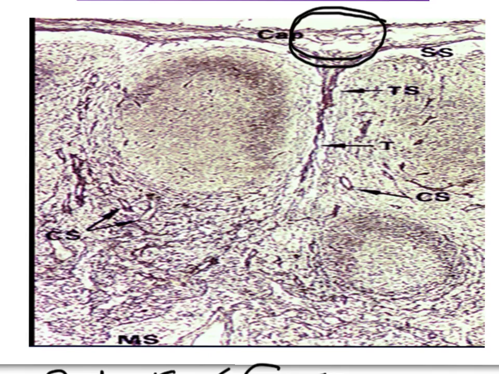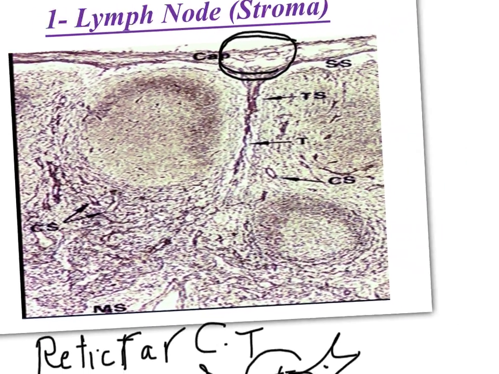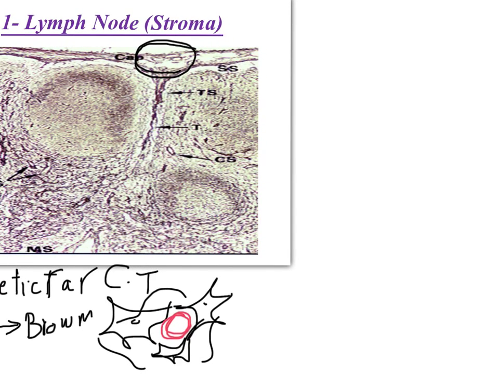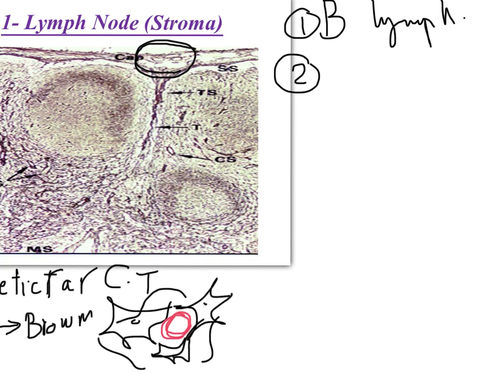We have also to know what are the types of cells present in these sinuses. We have here the following cells. Number 1, B lymphocytes. Number 2, in these lymph sinuses for filtration of the lymph, the plasma cell.